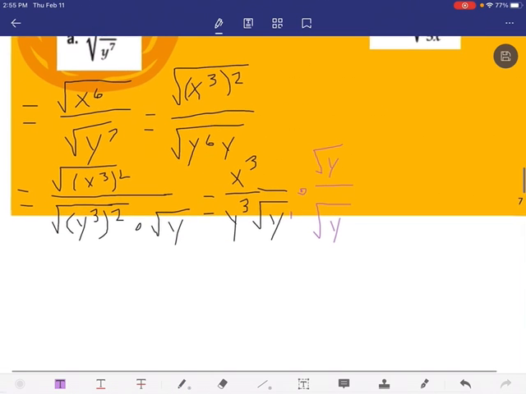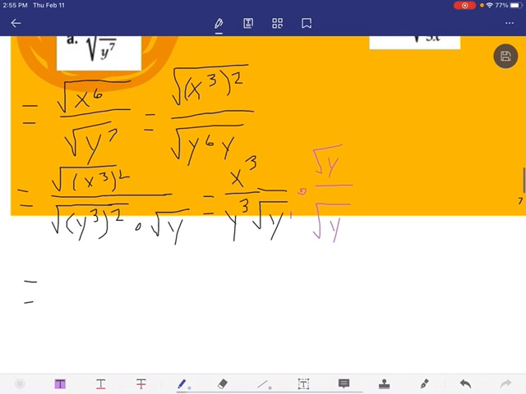And again, the reason that we do that is because now, when I multiply, I still have an x to the third on top, and I'm going to have a square root of y, but now that it's in my numerator, that's okay.